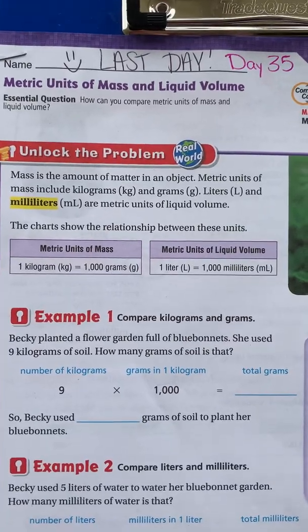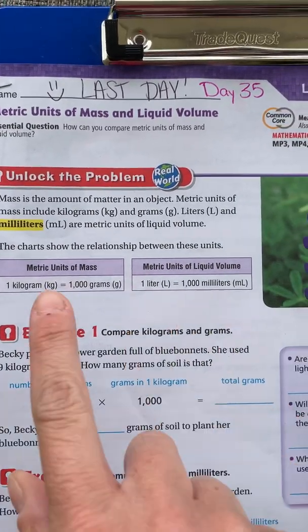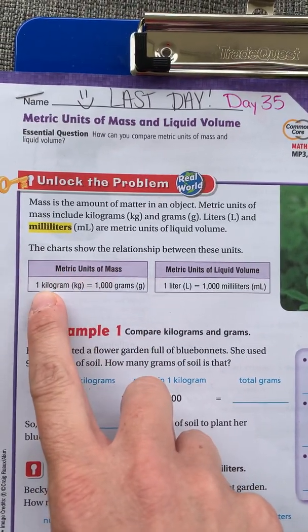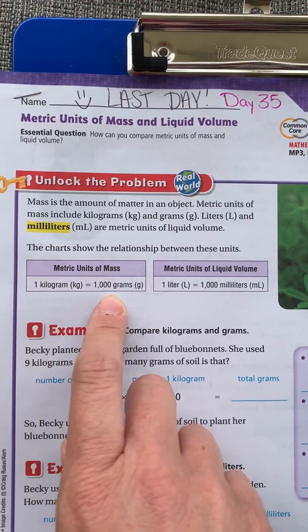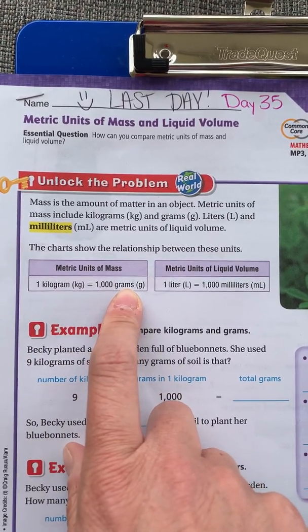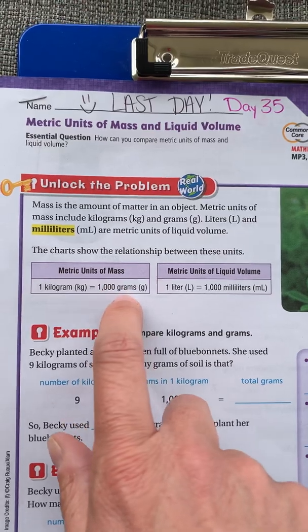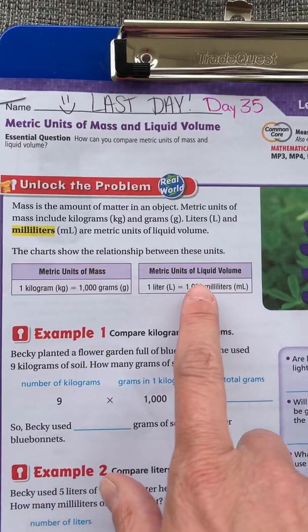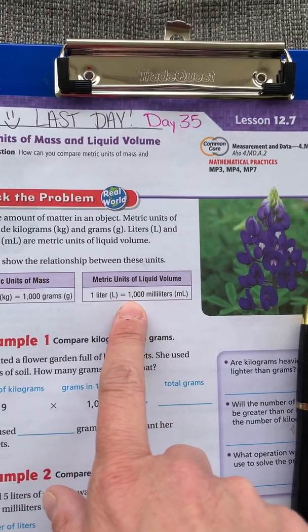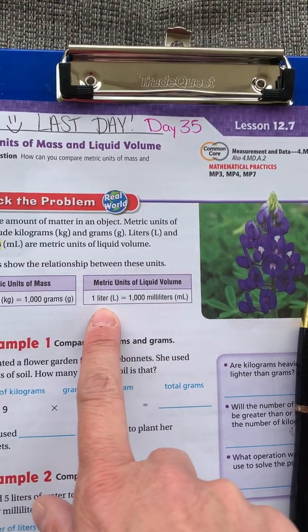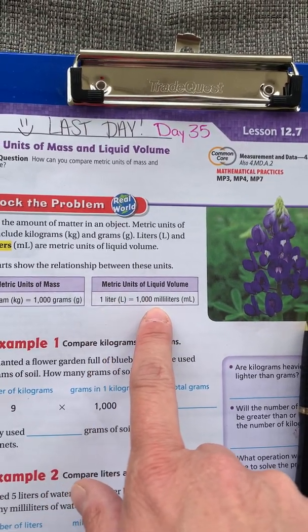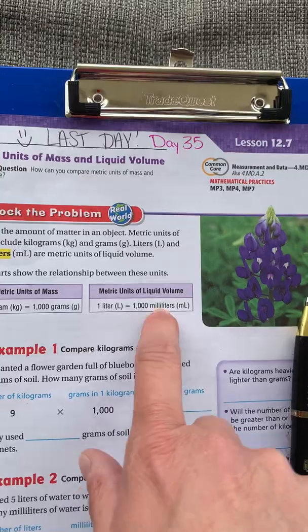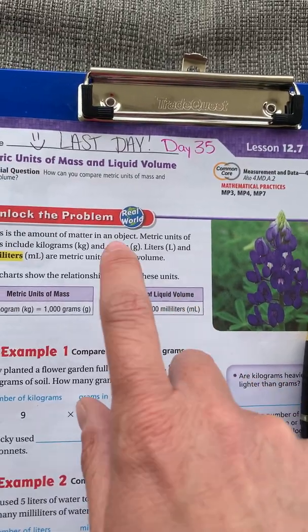The charts show the relationship between these units. So for metric units of mass, 1 kilogram equals 1,000 grams. So there are 1,000 grams in a kilogram. And then for metric units of liquid volume, 1 liter equals 1,000 milliliters. So there are 1,000 milliliters in a liter.